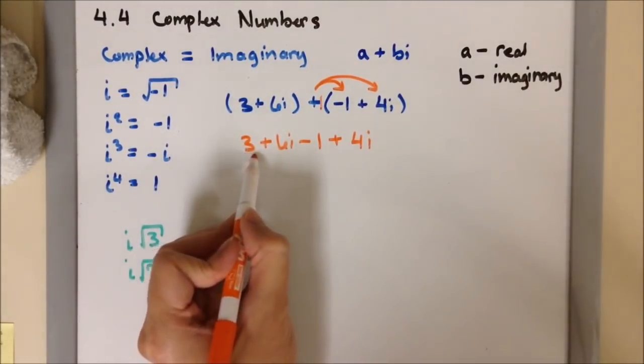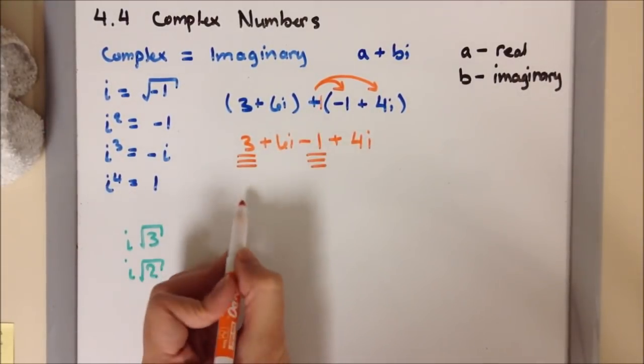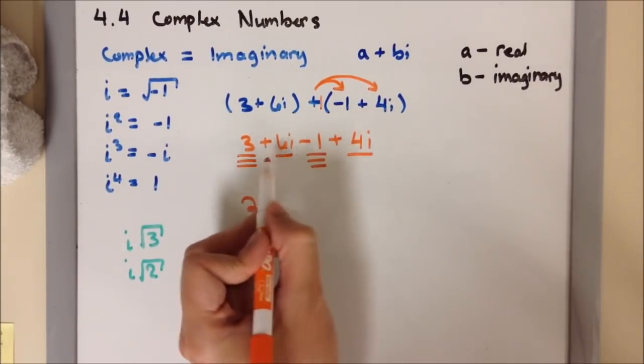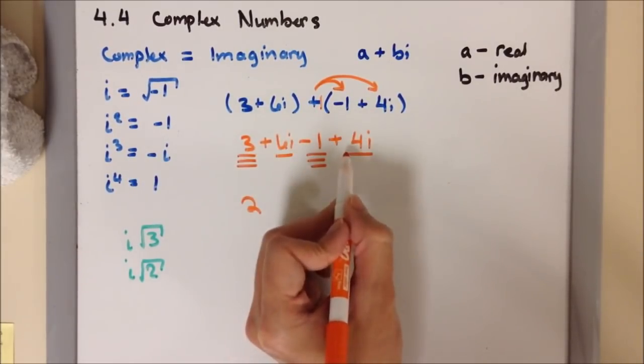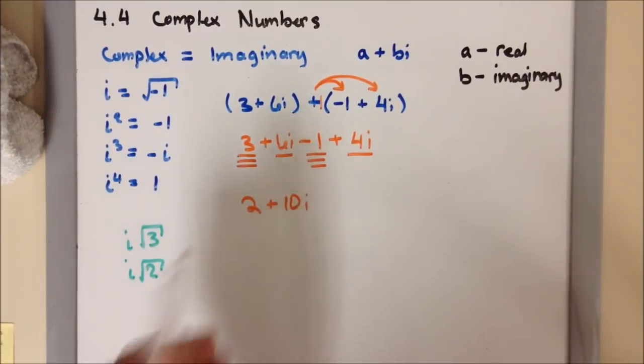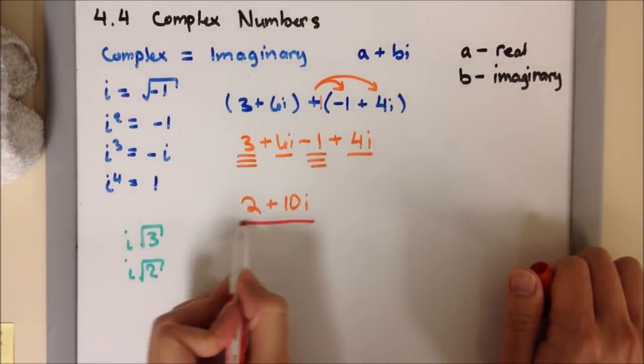Alright, I'm going to combine my real numbers first. So 3 minus 1, that would become 2. And then my imaginary, positive 6i plus 4i will be 10i. There's nothing I could do from that point, so 2 plus 10i is my final answer.